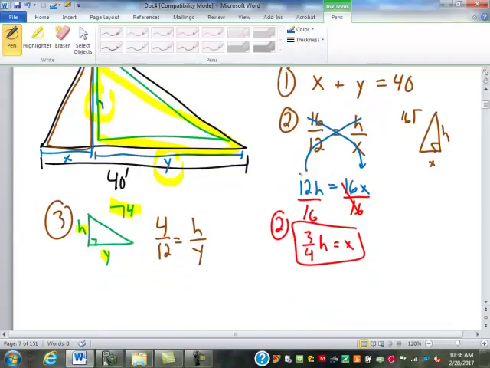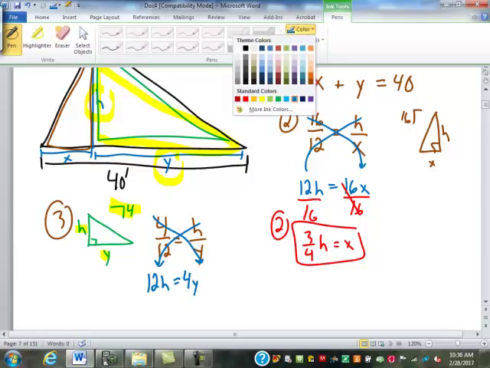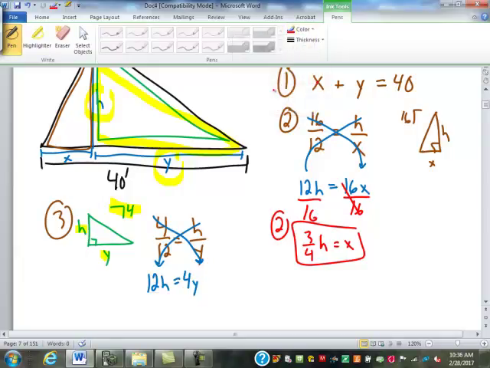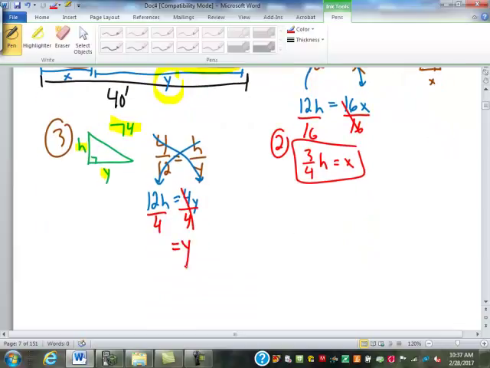So now again, our cross products, just like we did over here. H times 12 is 12H equals 4 times Y is 4Y. What do you think we're going to solve for? Yeah, you're right, it's Y. So divide the 4 out to get Y by itself. 12 divided by 4? 3, so it's 3H. So there's my equation 3.